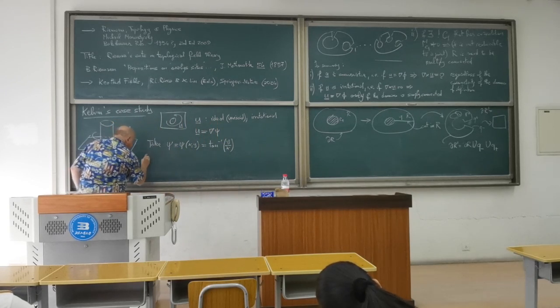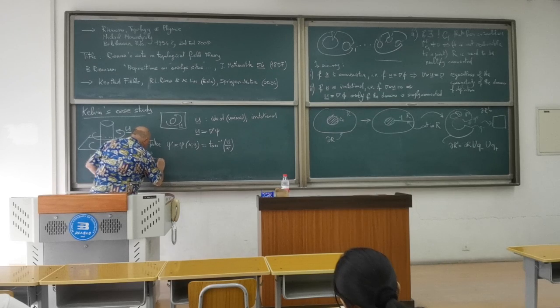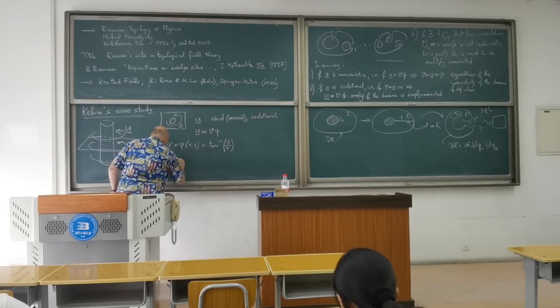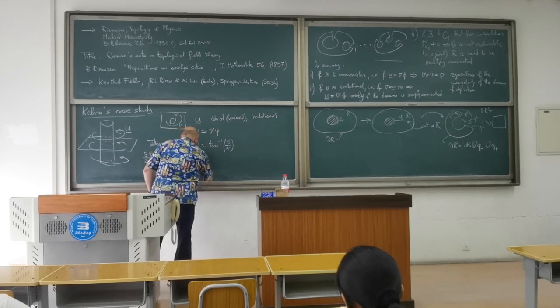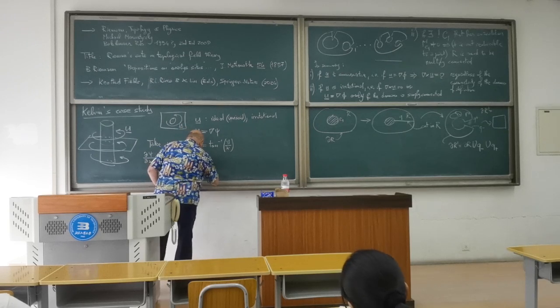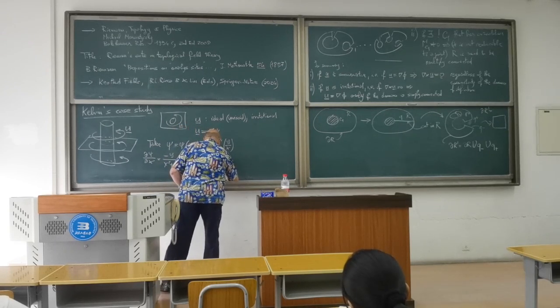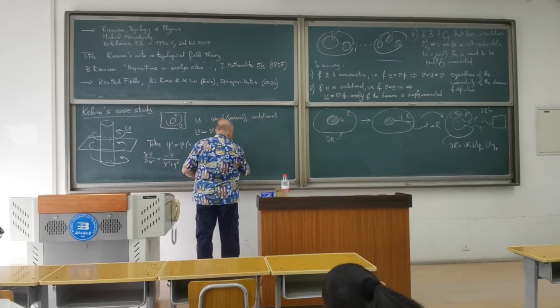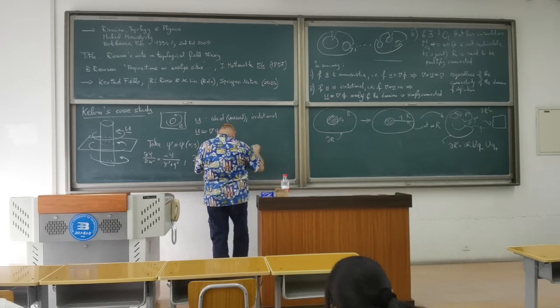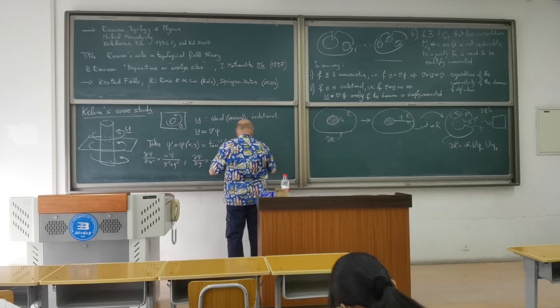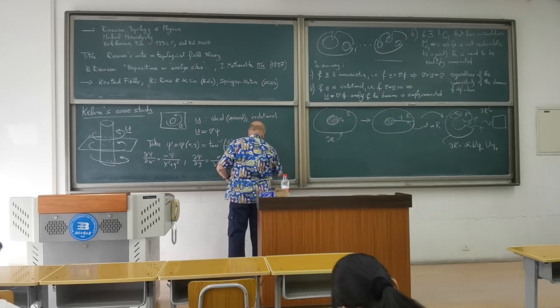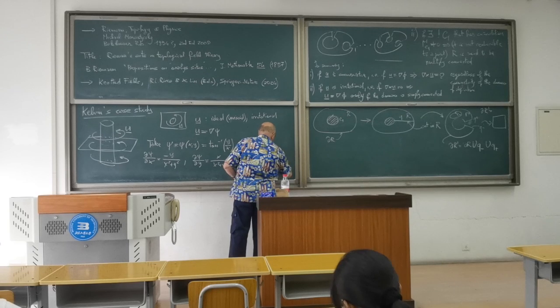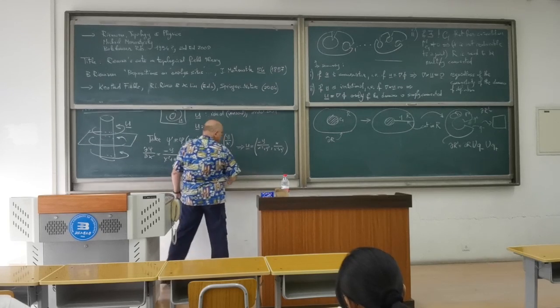And let's compute the derivatives of psi. If you compute the derivative with respect to x, we have minus y over x squared plus y squared, and then the derivative with respect to y is x divided by x squared plus y squared. And so this gives a velocity field U in terms of these. Okay? This is the velocity field.